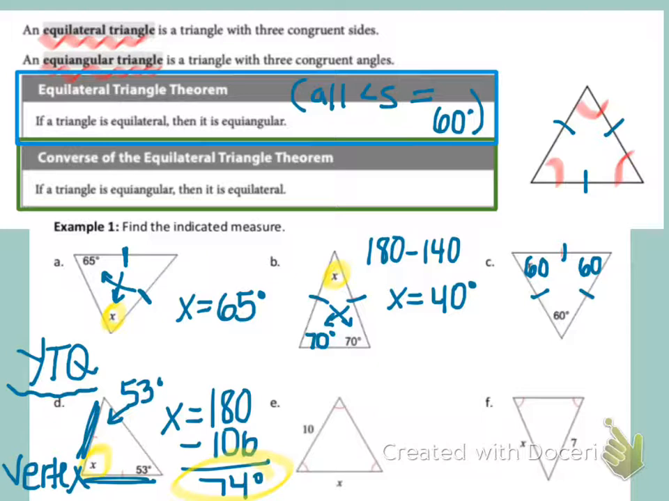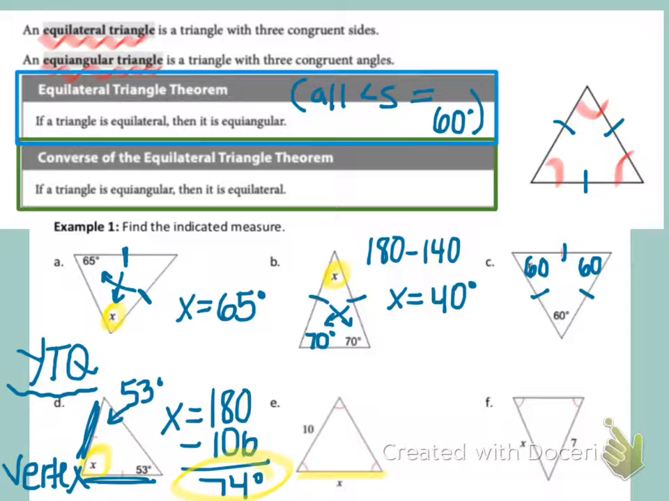Okay, so E and F. So taking a look at E, I see that they want me to find the length of a side. Well, now the thing that's really nice about finding angles is there's a set sum in triangles. All angles add up to 180 degrees. That's not the case for sides, right? So we don't have anything like that to use with sides.